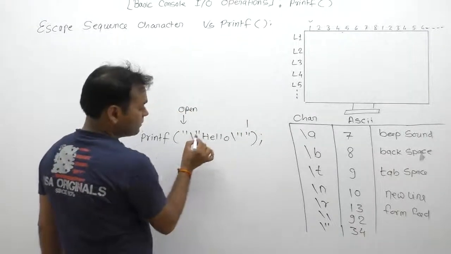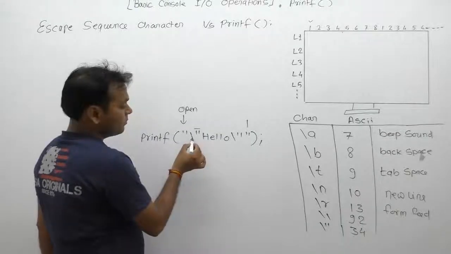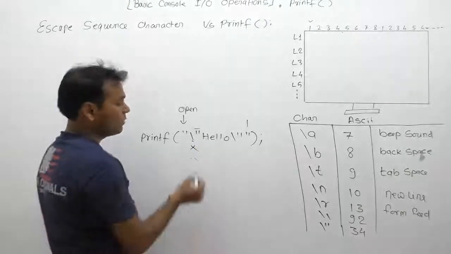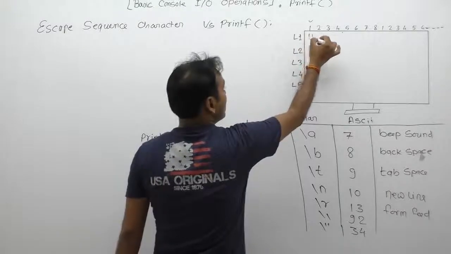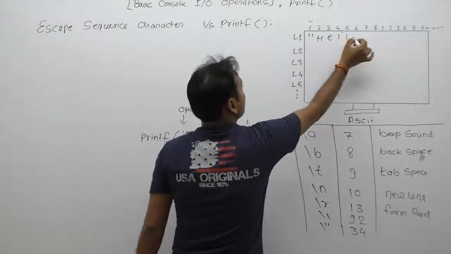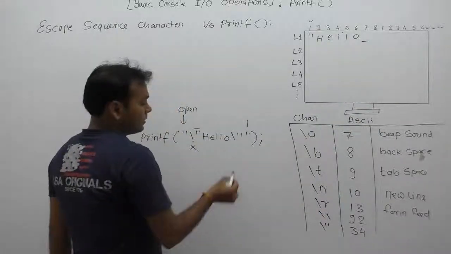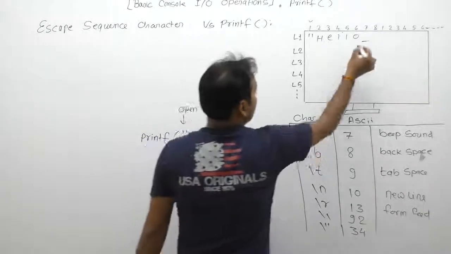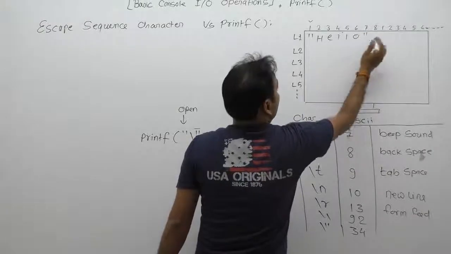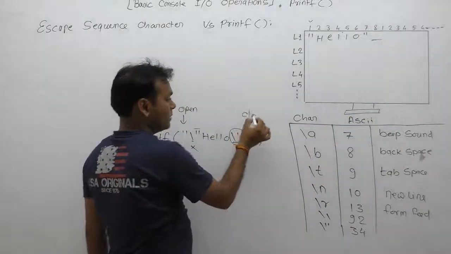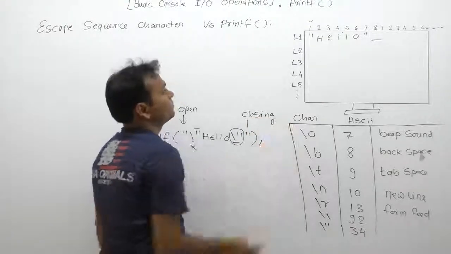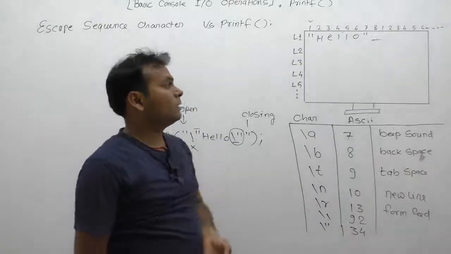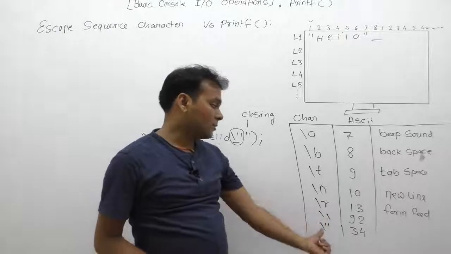The last one again becomes an ordinary symbol, because slash is an escape sequence character. Therefore slash is not printed, only the double quote is printed as an ordinary symbol. After that the message hello, then again slash, and according to that slash the next double quote becomes an ordinary symbol, so again a double quote is printed. Next, this is the closing of the string. Here the string is closed, therefore the final message is hello inside double quotes. This is the different behavior of the escape sequence character slash or slash double quote.